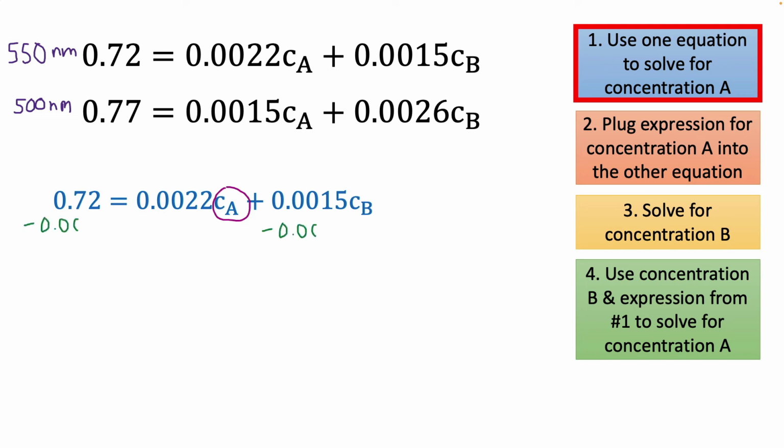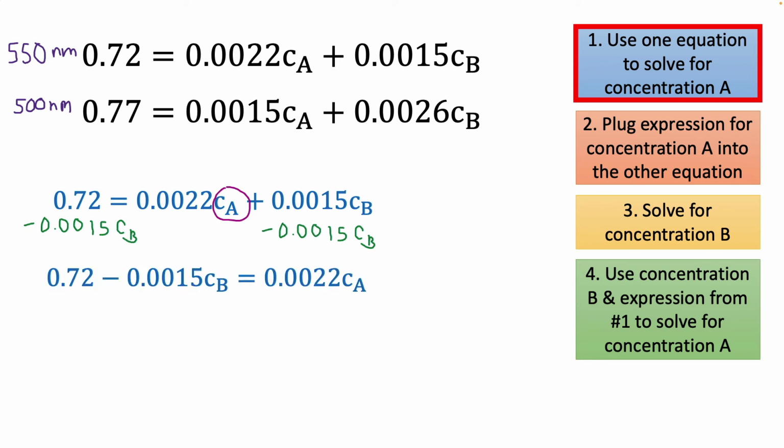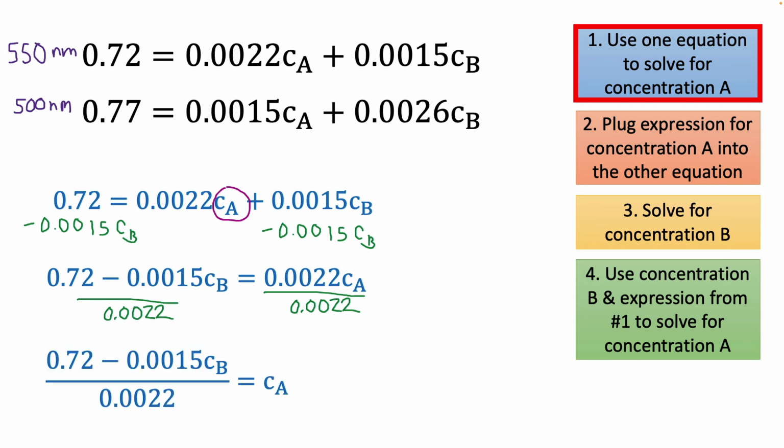We're first going to subtract 0.0015 concentration of B from each side, which gives us this. And then we're going to divide everything by 0.0022. That will leave us with the concentration of A by itself on one side, and this is what we have on the other side. It is a function in terms of concentration B.